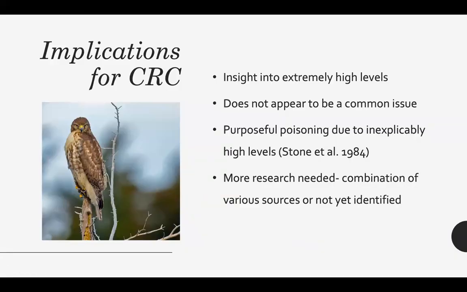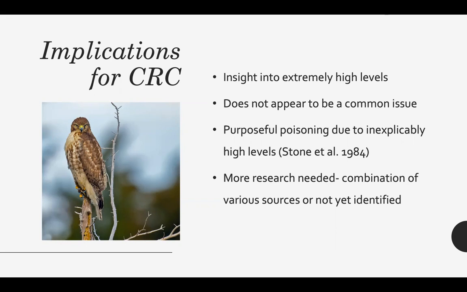As for implications for the Carolina Raptor Center, these findings are valuable to make sense of the 7 raptors that they received with extremely high concentrations in their liver and brain. This does not appear to be a common issue anymore, as supported by current research as well as my findings. Because of this, the source of the extremely high concentrations could be local and an incident of purposeful poisoning due to the unreasonably and inexplicably high levels, and because no correlation was found between migratory raptors.